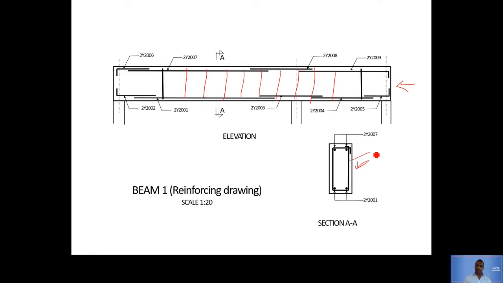They're called stirrups. Let me just write that down, stirrups. Okay, that's what I want you to understand about the stirrups. They hold together the main bars and the top bars. They surround them, they curve them, they tie them around.